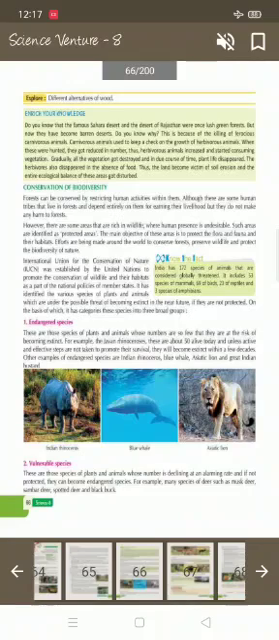Vulnerable species. These are those species of plants and animals whose number is declining at an alarming rate, and if not protected they can become endangered species. For example, many species of deer such as the musk deer, sambar deer, spotted deer and black bucks.